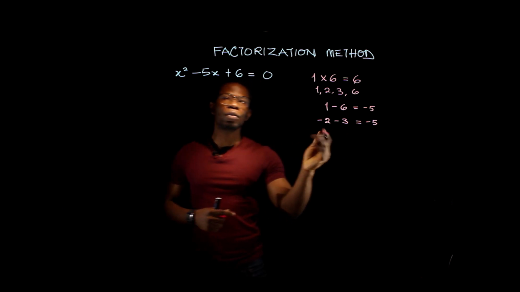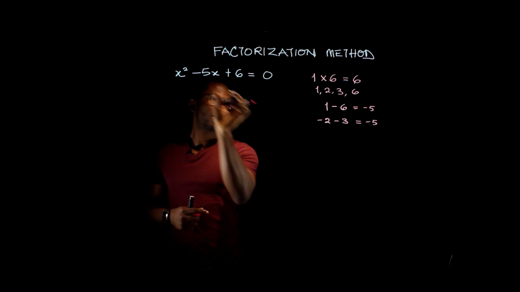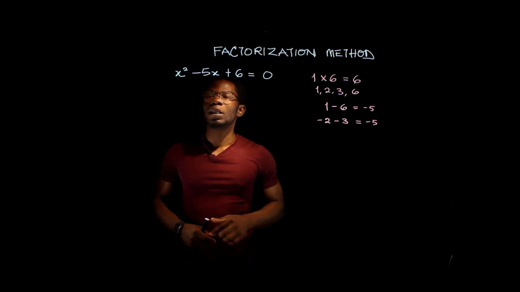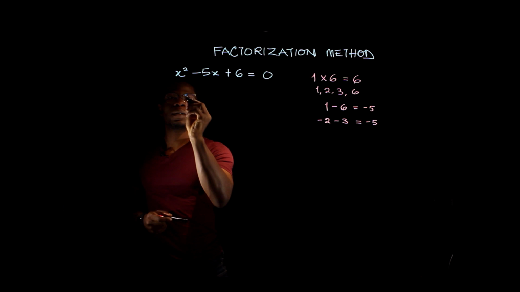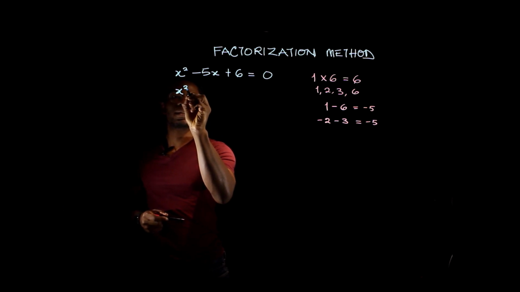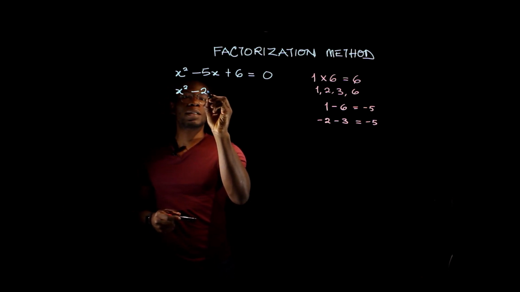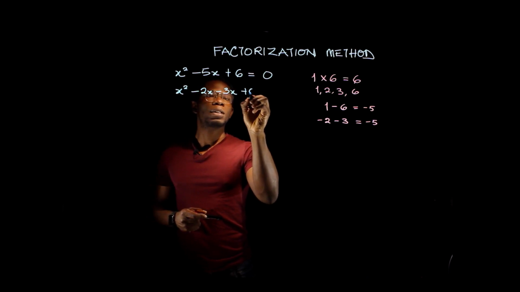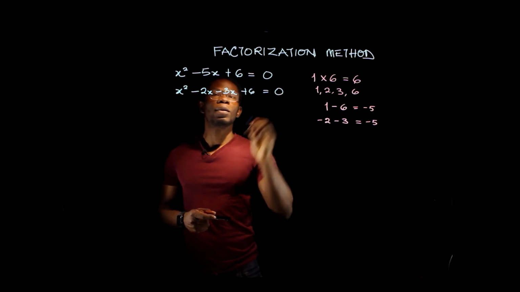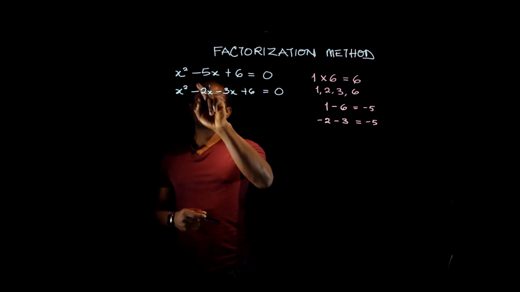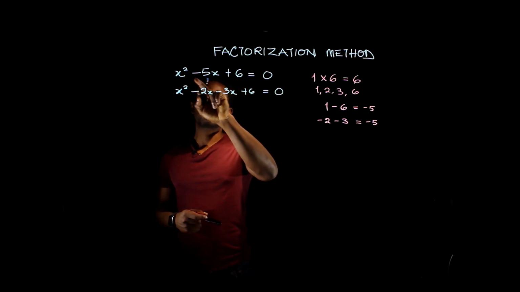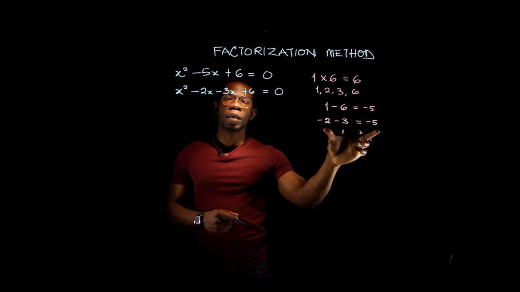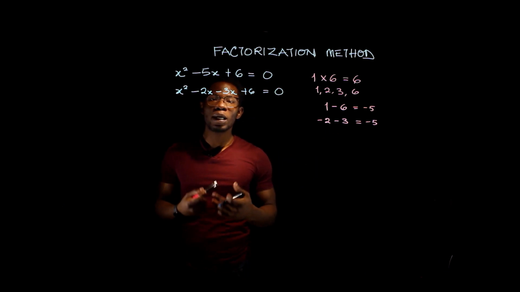So all we have to do is substitute minus 5 here for minus 2 minus 3. So let's rewrite this equation. Now this equation becomes x squared minus 2x minus 3x plus 6 equals 0. So all we've done is split up minus 5x into minus 2x minus 3x. And then we can go ahead and factorize.